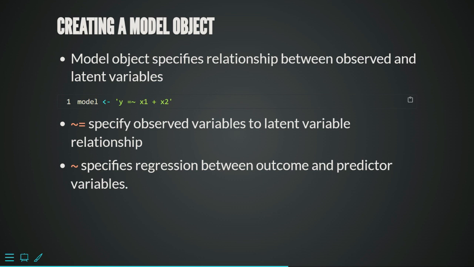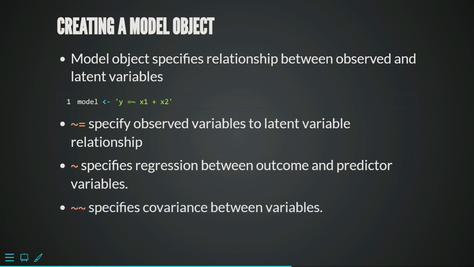Imagine it was only this tilde sign without any equals to, we would say that x1 and x2 are predicting the outcome variable y. But because we have an equals to and a tilde sign, we now say x1 and x2 are observed variables which are being caused by the latent variable y. So this is how you can create your model object using these signs.